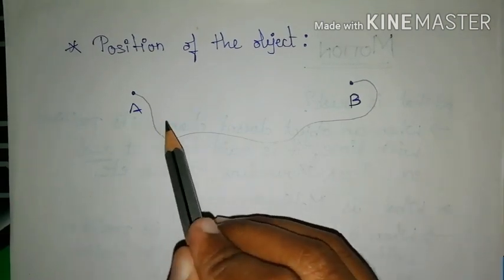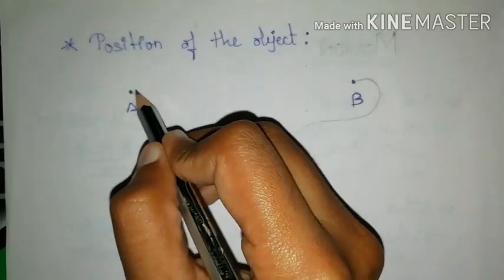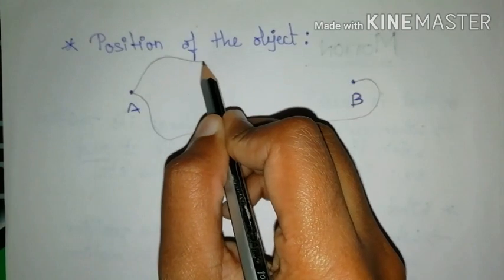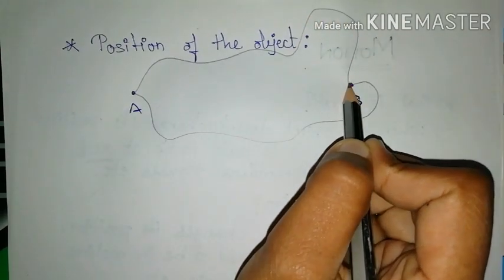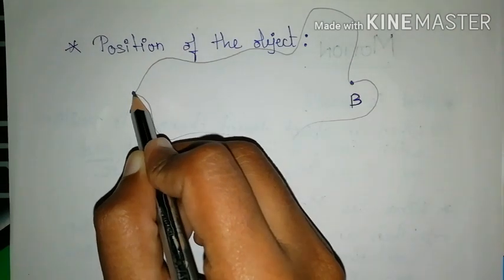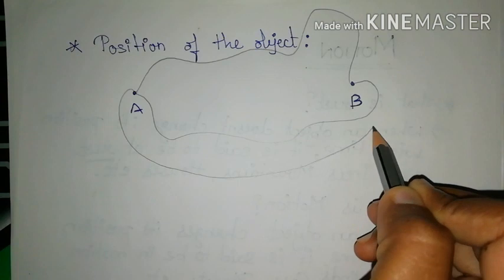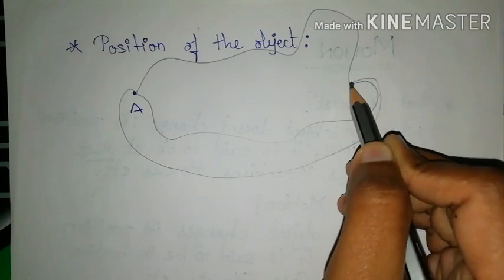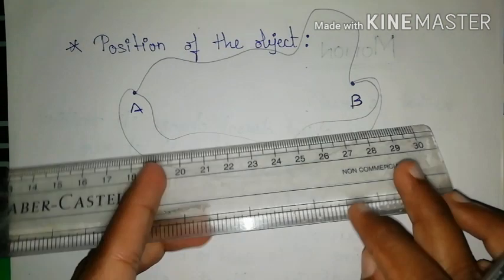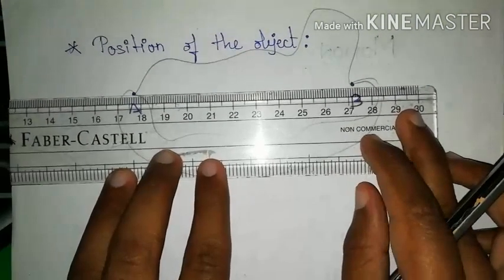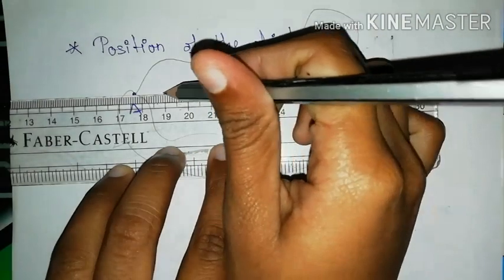So see here, the object can come from A to B using this path, or it can take a path like this, or it can even have a semicircular path. Alright, and also it can take a direct straight path.